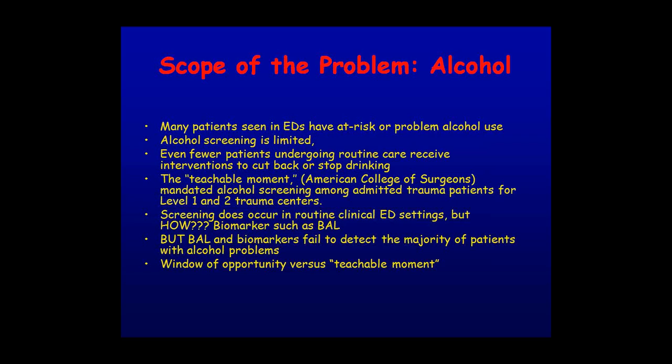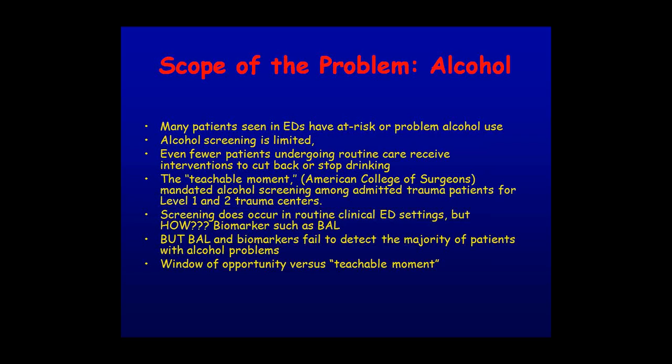And in fact, the American College of Surgeons mandated alcohol screenings among admitted trauma patients for the level 1 and 2 trauma centers. So this is interesting. You mandate to screen everybody for alcohol who presents to the trauma centers. And the question is, well, how is it really done? As we've seen it done, unfortunately, it's been done through just checking biological markers, like blood alcohol level. And the problem is that checking just a blood alcohol level is not by itself going to identify the patients who have alcohol problems.